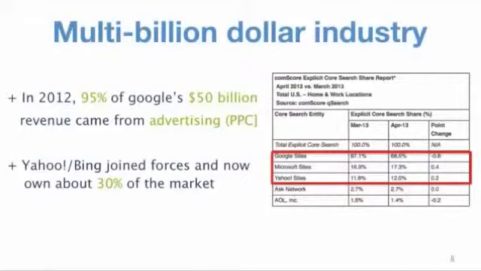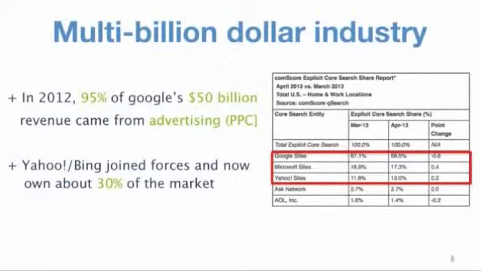You see here in terms of search share, in March 2013, Google had 67.1% of the market. If you combine Microsoft and Yahoo, they're close to 30%, although they're not quite there yet. It's a very, very huge and very lucrative industry. And it's very powerful for these search engines and also for the businesses and advertisers that know how to take advantage of PPC advertising.